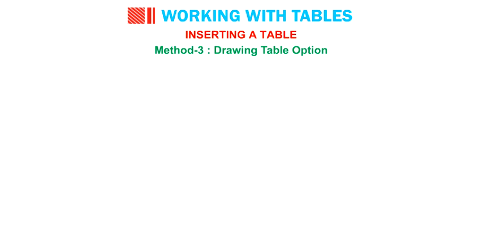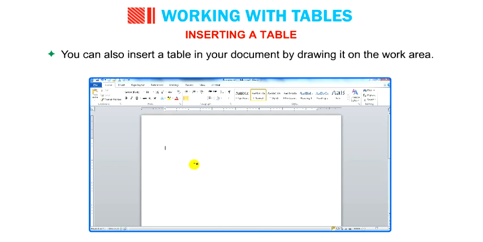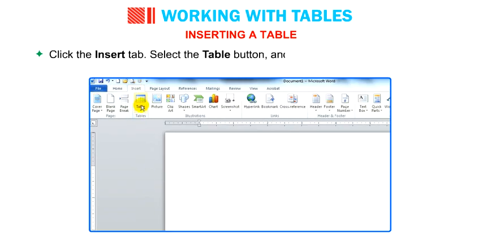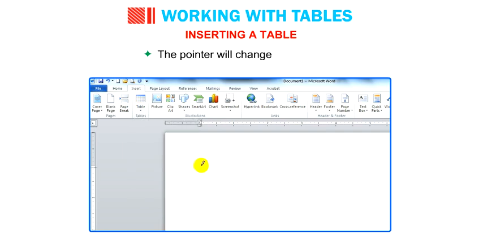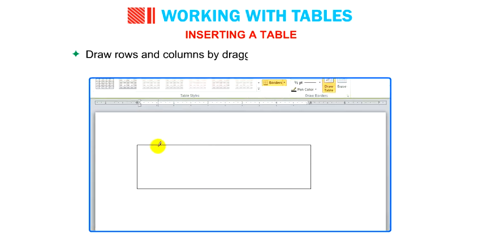Method 3. Drawing Table option. You can also insert a table in your document by drawing it on the working area. Click the Insert tab. Select the Table button and click on the Draw Table option. The pointer will change into a pencil. Press the left mouse button and drag the pencil on the working area. Draw rows and columns by dragging the mouse on the work area.